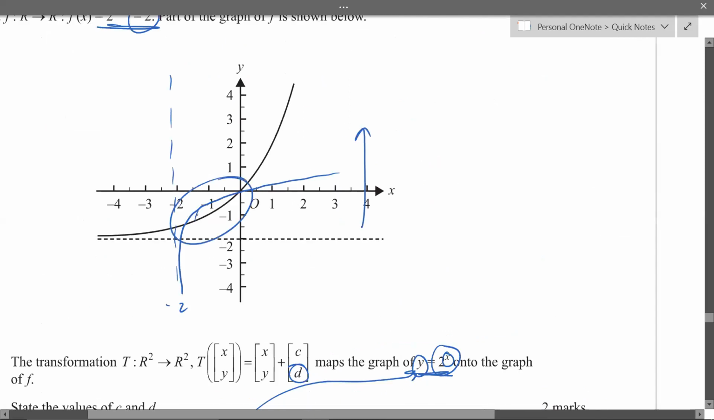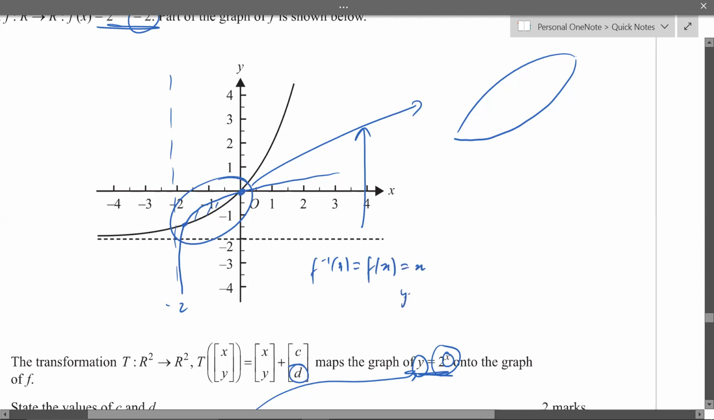So the area we want is this part. If we expand that, it looks like this, right? We know that at these points f inverse(x) = f(x) = x, so they meet on the line y = x. If you draw the line y = x, you can see that it goes right between the points on both graphs. So the area here would be the same as the area here, and the total area would just be twice either area.